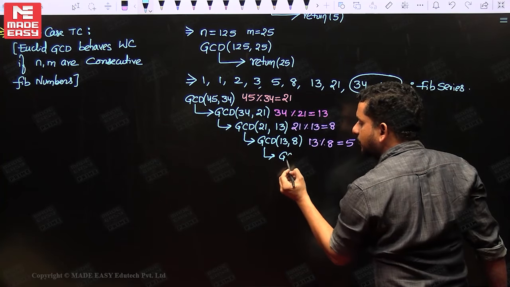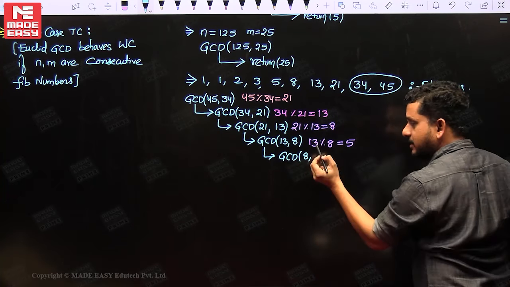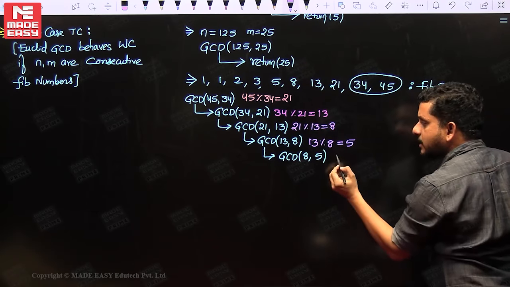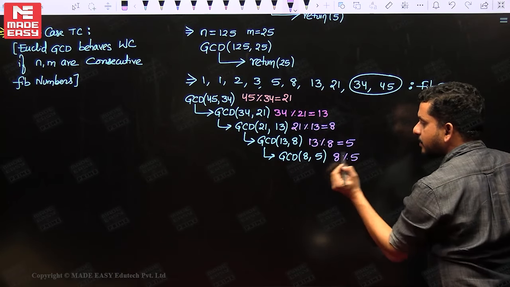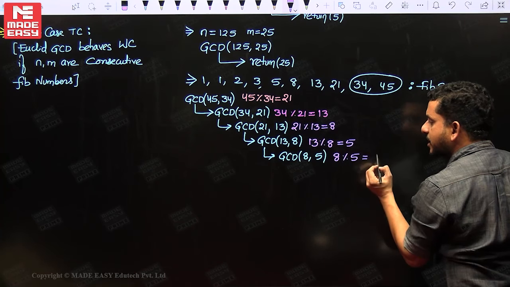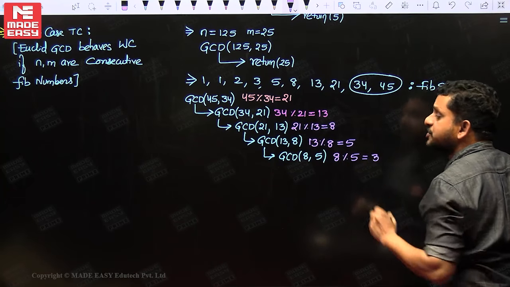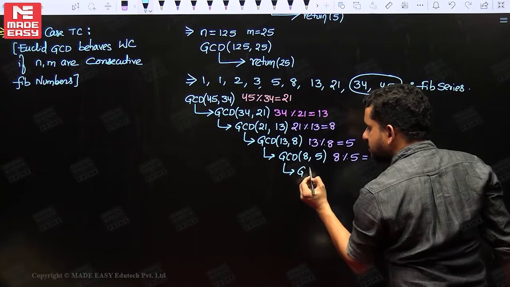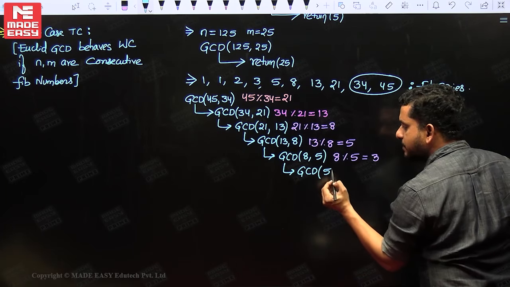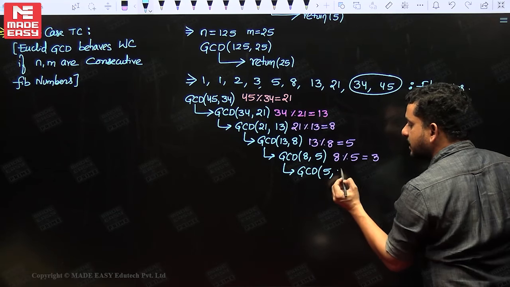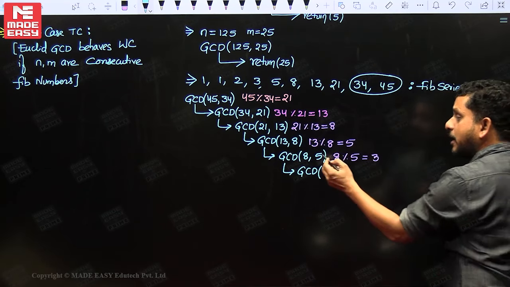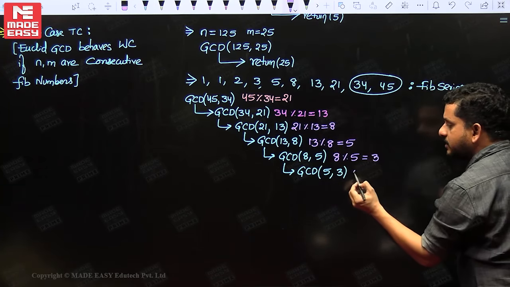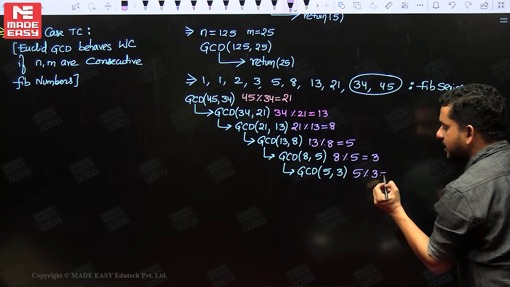It becomes GCD of 8 as the first parameter, and 13 modulus of 8, which is 5, as the second parameter. In this function again it computes 8 modulus of 5, n modulus of m. 8 modulus of 5 is 3, still not 0. Then again it calls the function. It becomes GCD of 5 as the first parameter and 8 mod 5, which is 3, as the second parameter. Again it computes 5 mod 3. 5 modulus of 3 is 2.